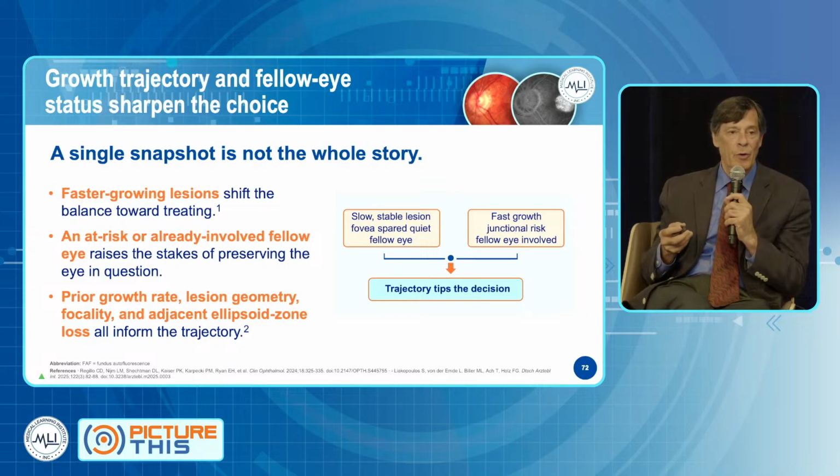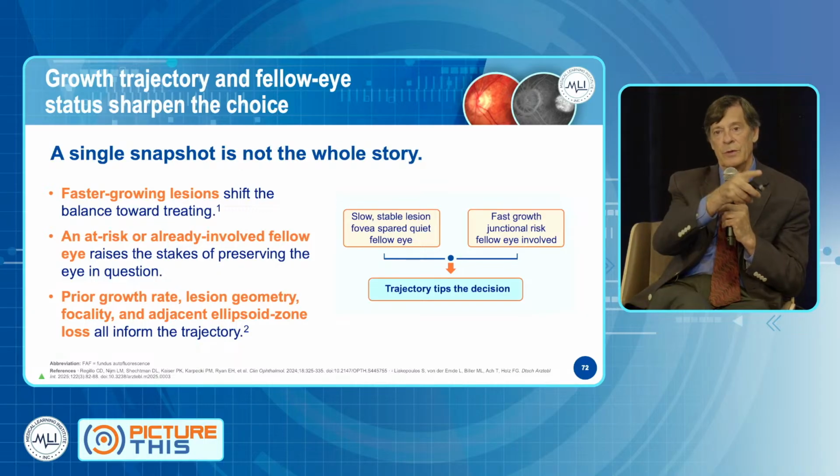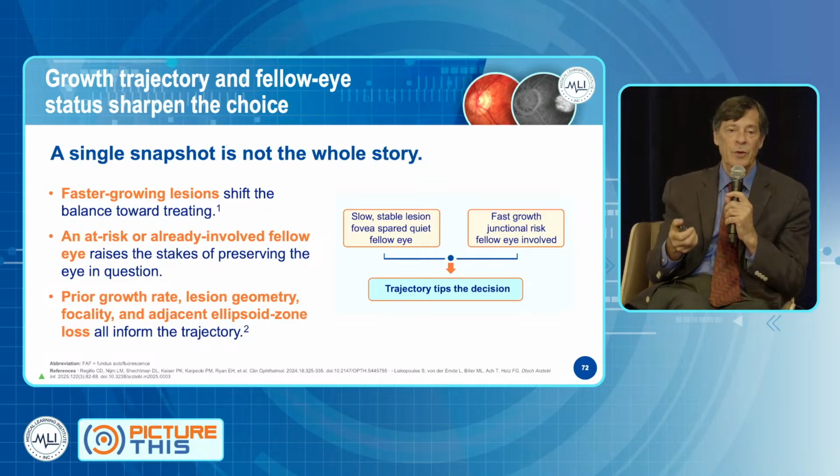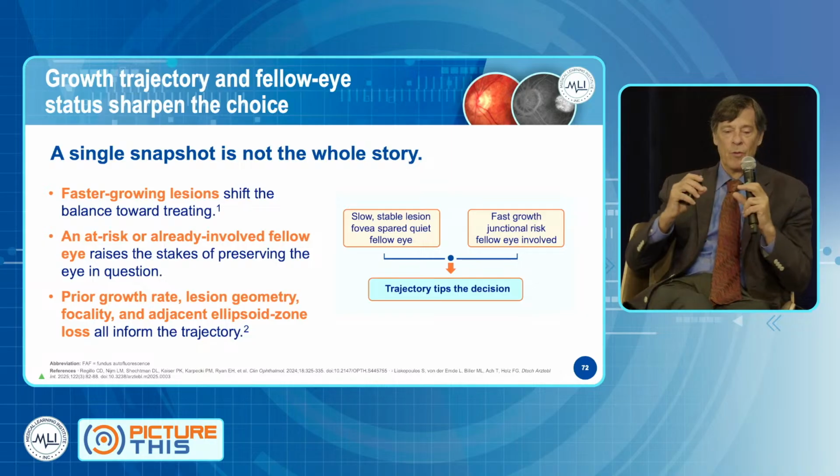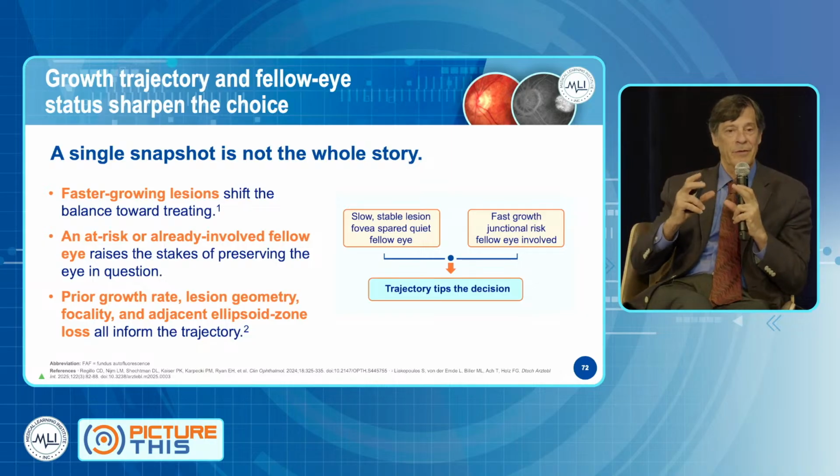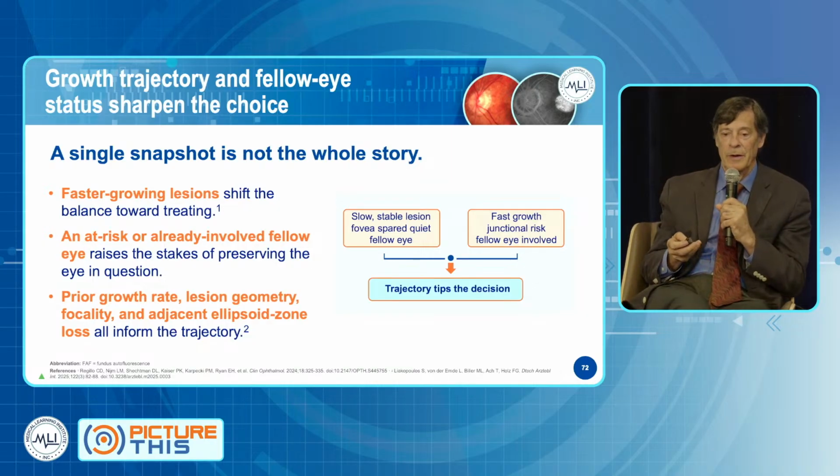So the prior growth rate goes into the discussion. The lesion geometry, like I showed you, is it on either side. Even somebody who has a foveal center point involving lesion, if it's small enough, they still may be able to read 20/30, 20/40 by eccentric fixation, and then you still have quite a bit to preserve. Once the fovea has been completely invaded by the atrophy, that may be too late.